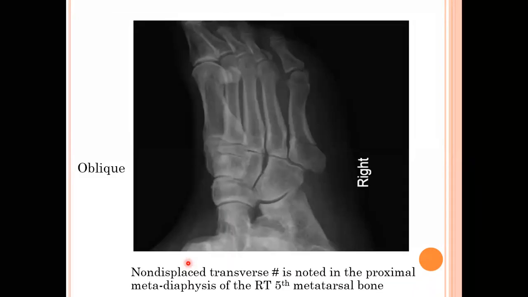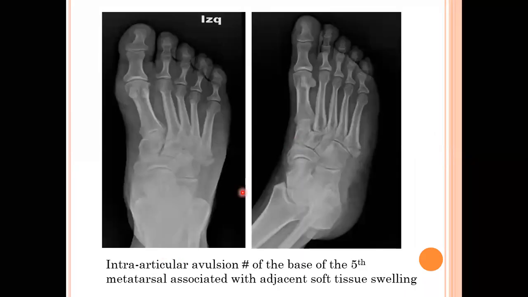This is the oblique view of the right foot showing a transverse fracture in the proximal metadiaphysis of the right fifth metatarsal bone. This is an intra-articular avulsion fracture of the base of the fifth metatarsal bone associated with soft tissue edema.